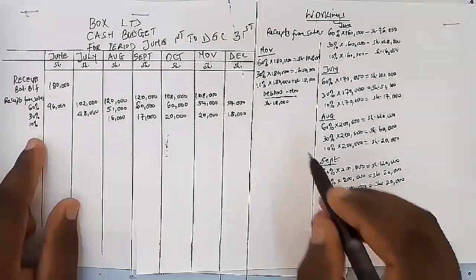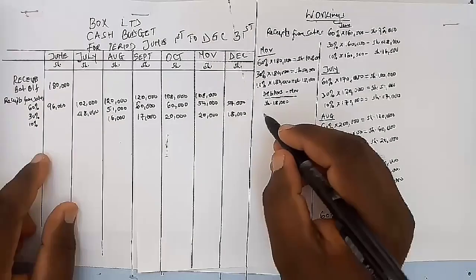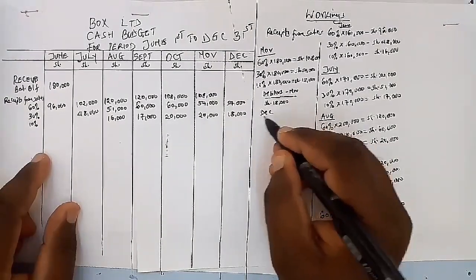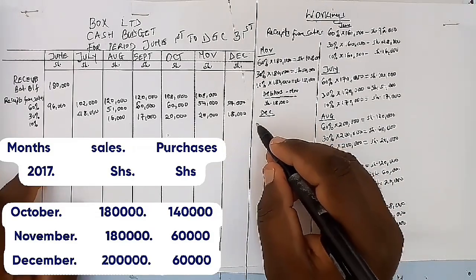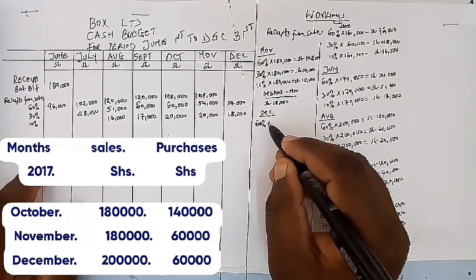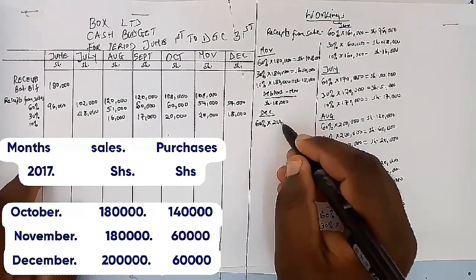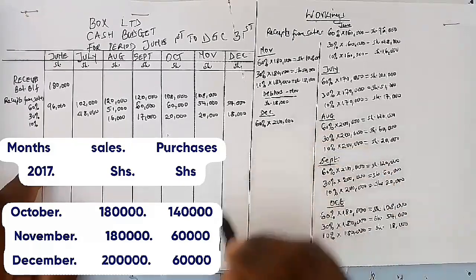Let us now go to the month of December, the last month here. The sales for the month of December were 200,000. So 60% to be received the current month, the same month.